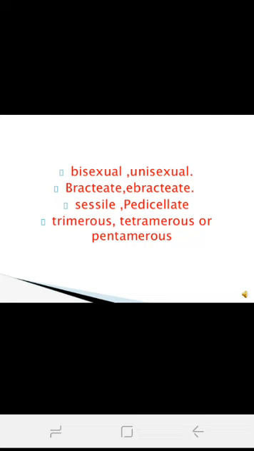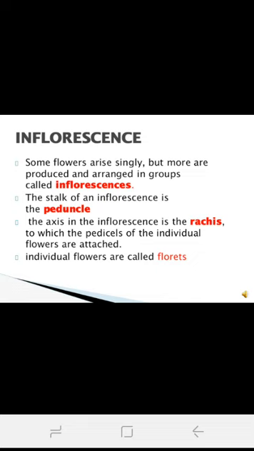Then a flower with a bract is bracteate, without a bract is ebracteate. A flower with a pedicel is pedicellate, without a pedicel is sessile. Then a flower with floral parts in 3 and its multiples is trimerous, 4 and its multiples tetramerous, 5 and its multiples pentamerous. Then another very important term while discussing the flower is inflorescence.